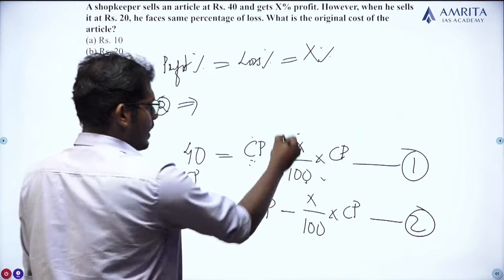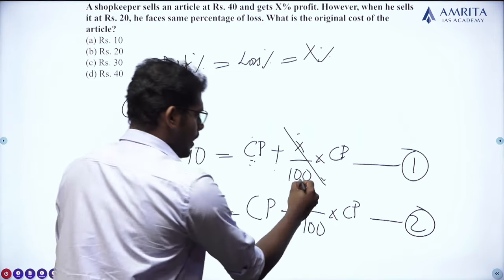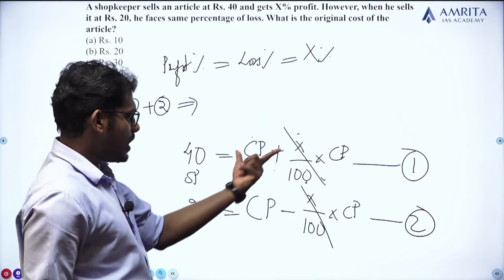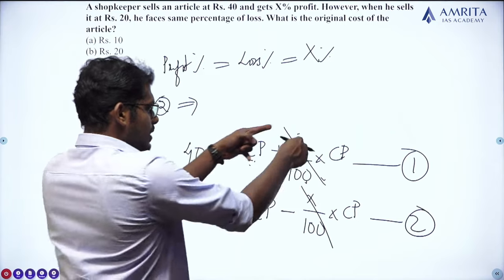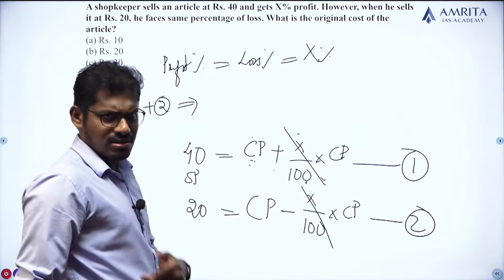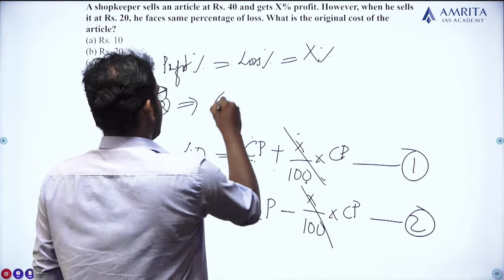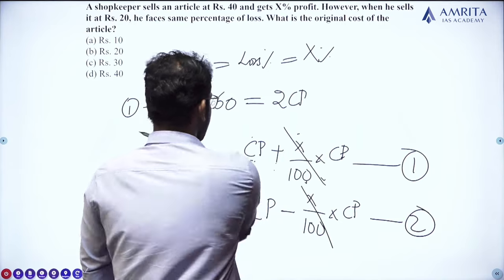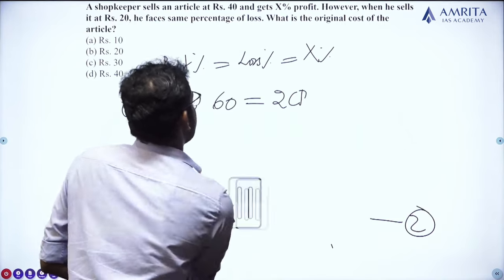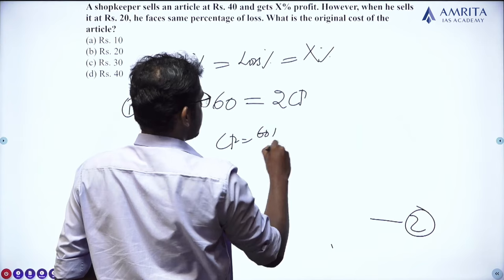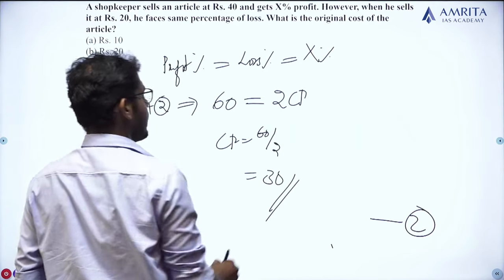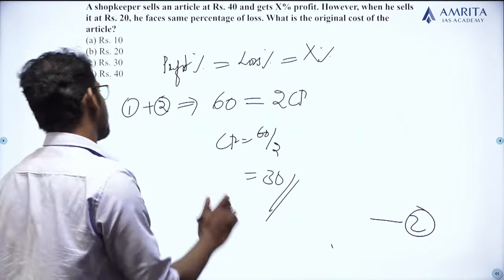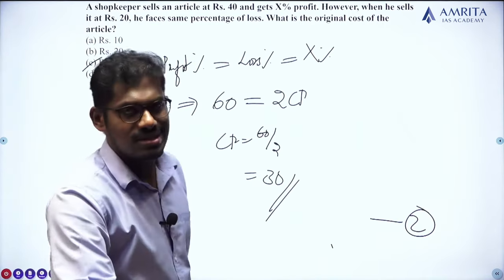If I add equations 1 and 2, what do I get? X by 100 into CP and X by 100 into CP will cancel each other, because here it is a plus and a minus there. Then the right side will be 40 plus 20, which is 60. 60 is equal to 2 CP. If 2 CP is equal to 60, then CP is equal to 60 by 2, which is 30. So the cost price of the good is 30, and the answer is option C, rupees 30.